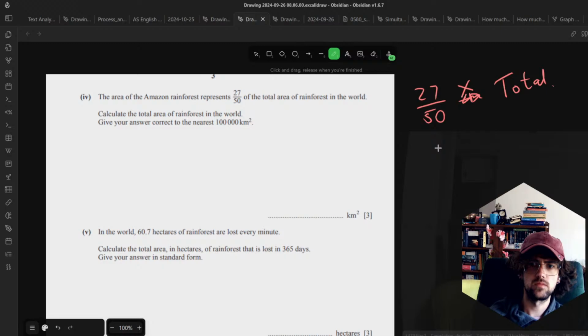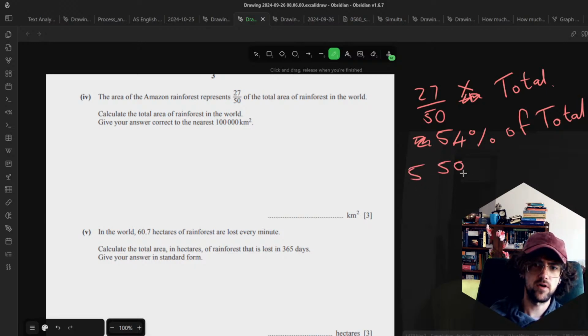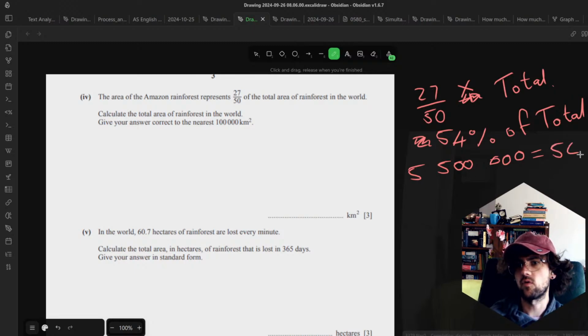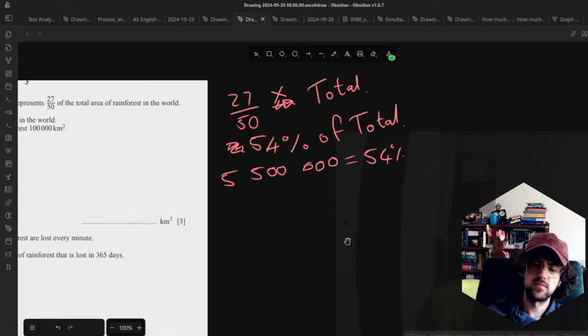Now, let's do it like this. So it represents 54% of total, and we know that 5,500,000 is equal to 54%, and we'll call the total x. Okay, of x. Is that okay? We're good? Okay.